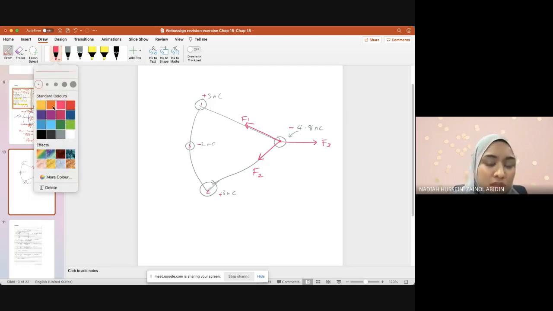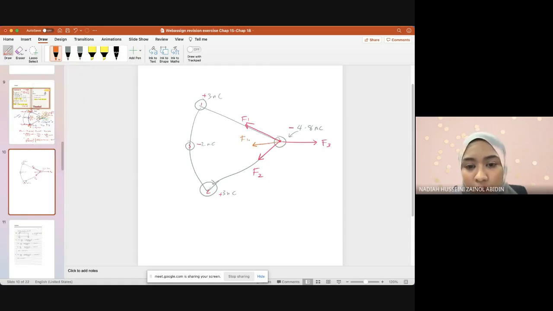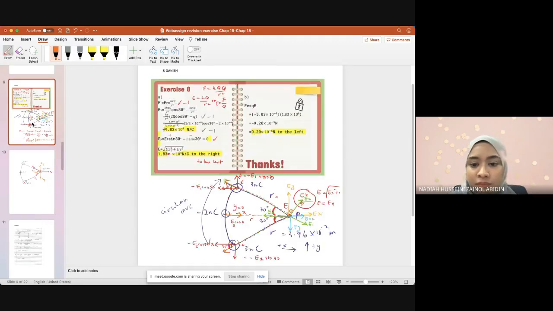Now I want to resolve. So this is F1x, F1y. And this guy only has an x component. This is F2x, F2y. Okay. Kalau kita compare dengan electric field kita akan dapat tahu yang force dengan electric field arah dia sama. Okay, so look at this guy. I hope I'm right.